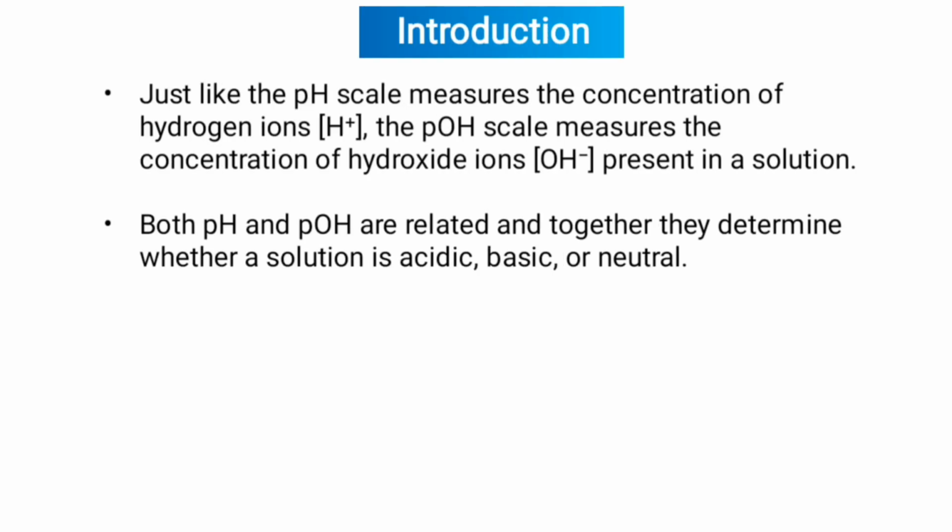Introduction to the pOH scale. Just like the pH scale measures the concentration of hydrogen ions, meaning the concentration of H+ ions, the pOH scale measures the concentration of hydroxide ions, meaning the concentration of OH- ions present in a solution. Both pH and pOH are related, and together they determine whether a solution is acidic, basic, or neutral.